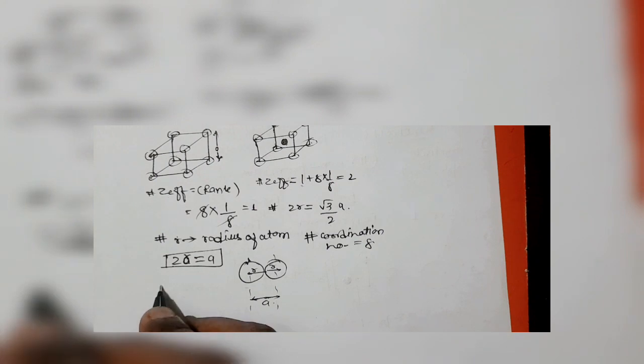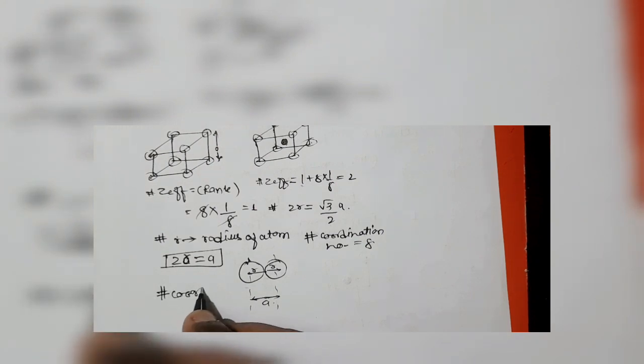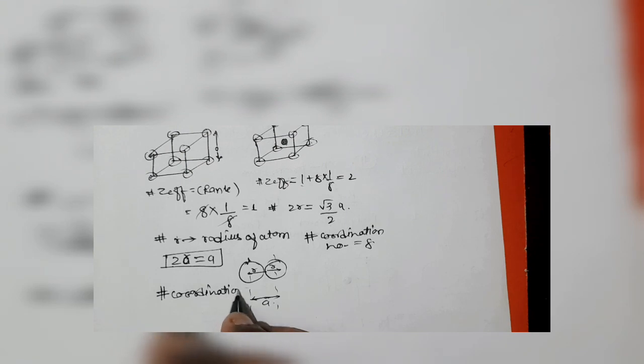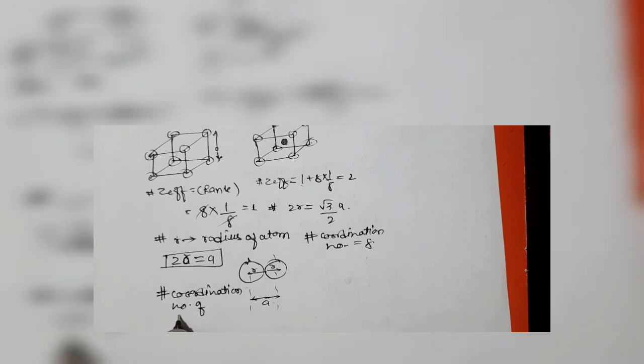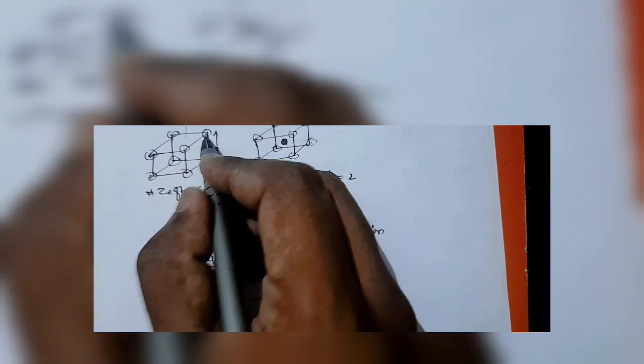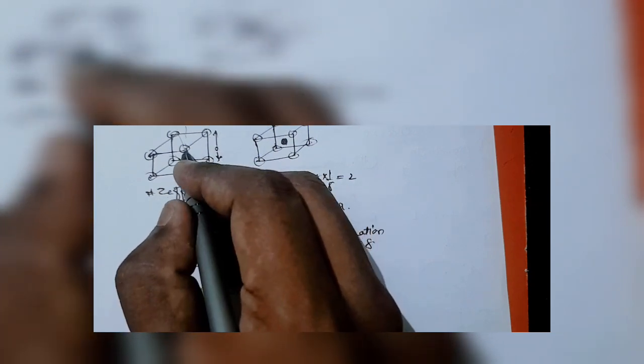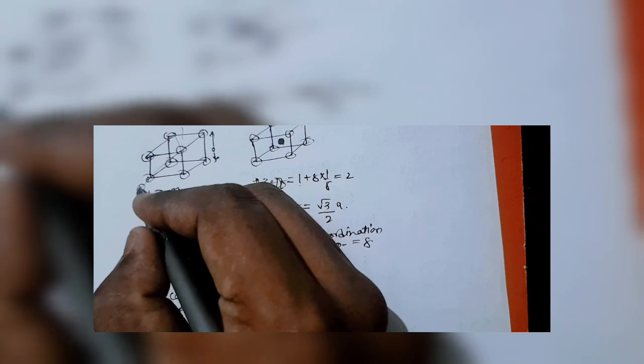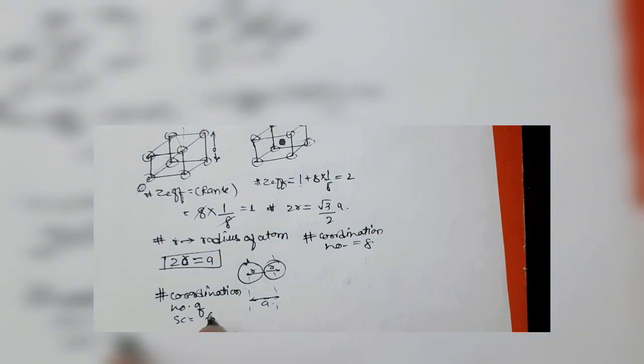Similarly, if we have to know the coordination number of SC unit cells, that is the simple cubic cell, if we consider this atom in the unit cell, there is also a probability of finding an atom at this point. So the number of atoms near to it is 1 2 3 4 5, and there is another just opposite to it, that is 6. So the coordination number of this is 6.